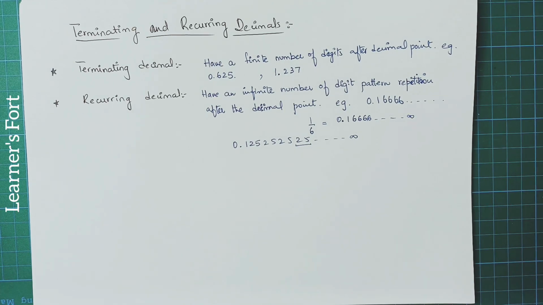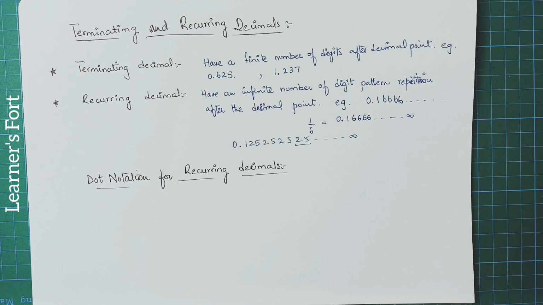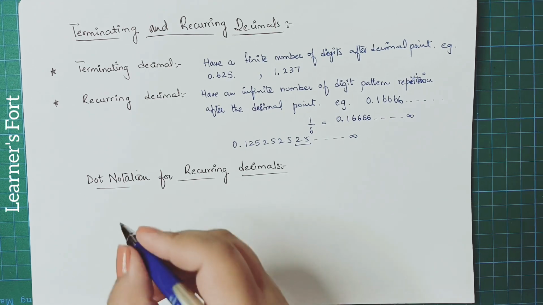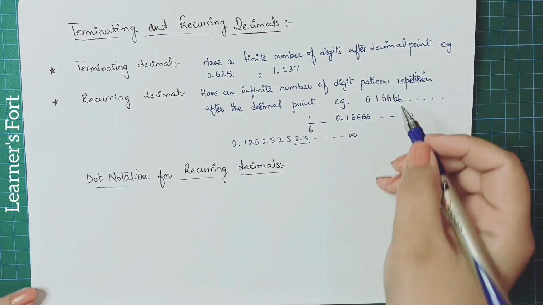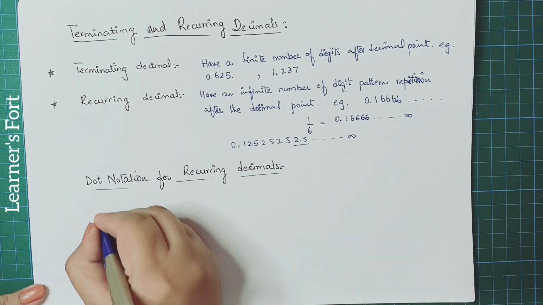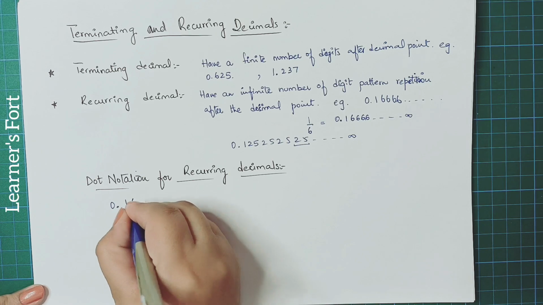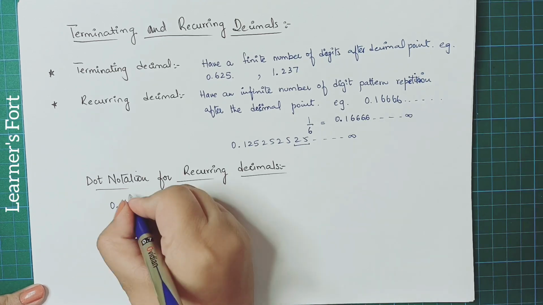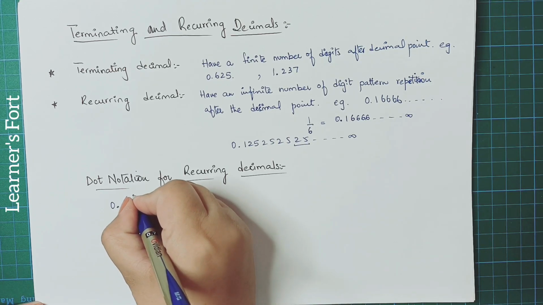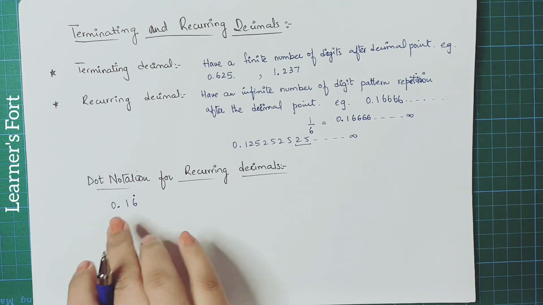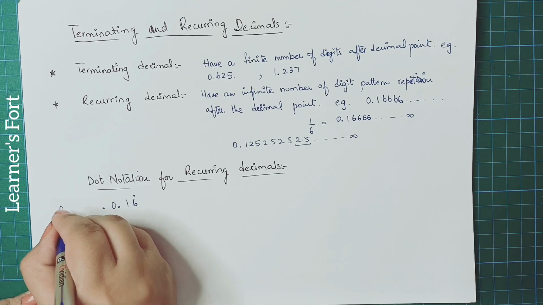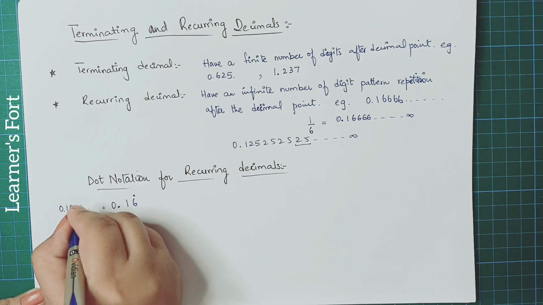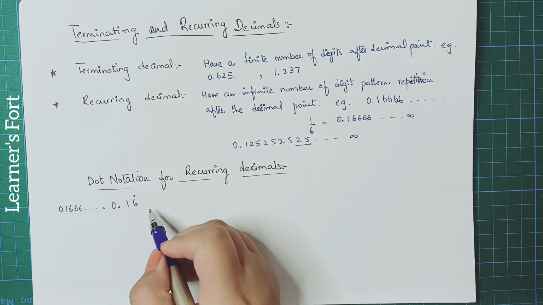We have a dot notation for it. What is the dot notation? We write a dot over the digits that are repeating themselves. Let's suppose in this case we have 0.16, and the 6 is repeating itself, so we write a dot over the 6. It means that it is repeating itself. So 0.16666 can be written as 0.16 with a dot over the 6.